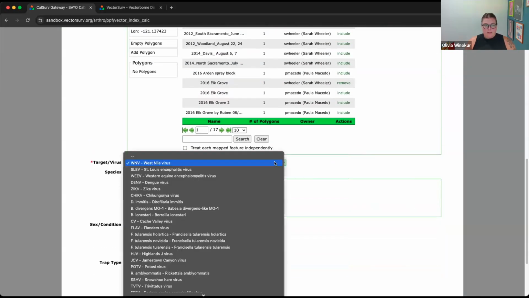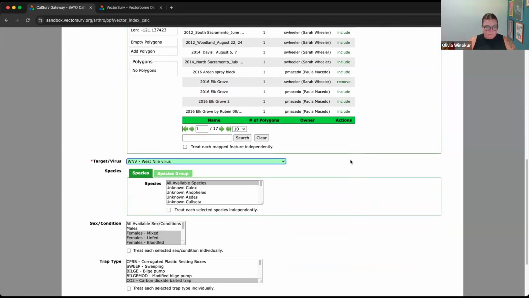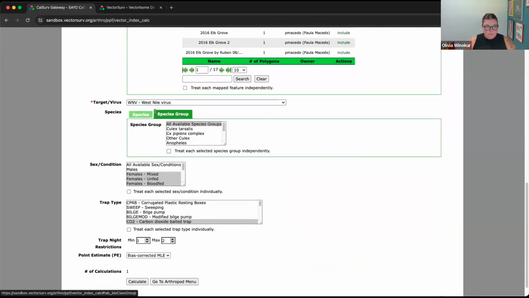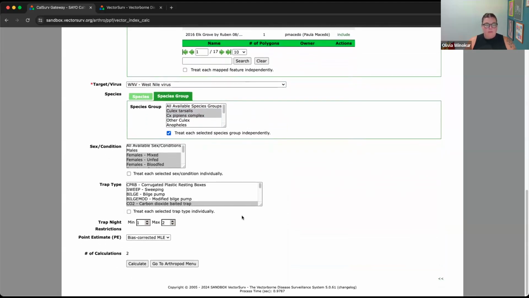Our target here is going to be West Nile virus. Species that we'll look at are Tarsalis and Pipiens again, and we'll treat them separately. We're going to leave this to all females. We're going to again look in CO2 traps. And here are our trap night restrictions.